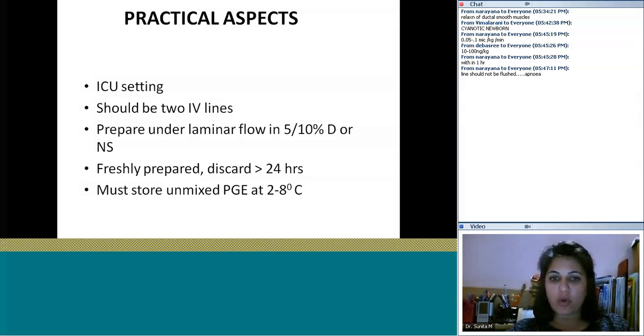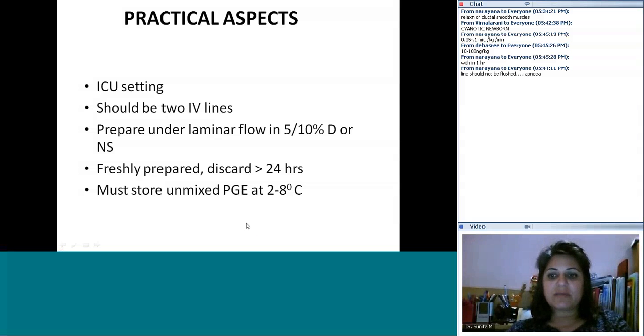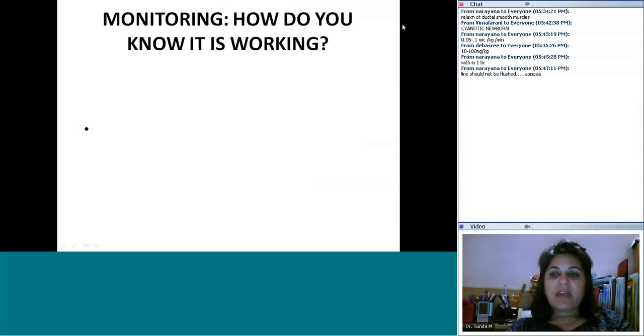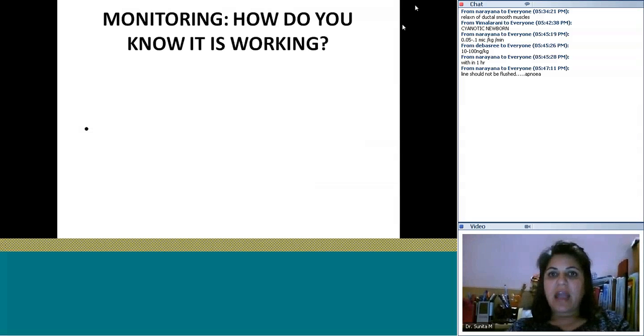You prepare it under sterile conditions in 5 or 10% dextrose or normal saline. It should be specially prepared. You have to discard it if it's more than 24 hours. And that's why prostaglandin, once you start, it's a little expensive one because it has to be continued. And as we said, you have to give it by continuous infusion because it's metabolized in the lungs. So it very quickly leaves your system and gets metabolized. Now, once you start prostaglandin, how do you know that prostaglandin is working?